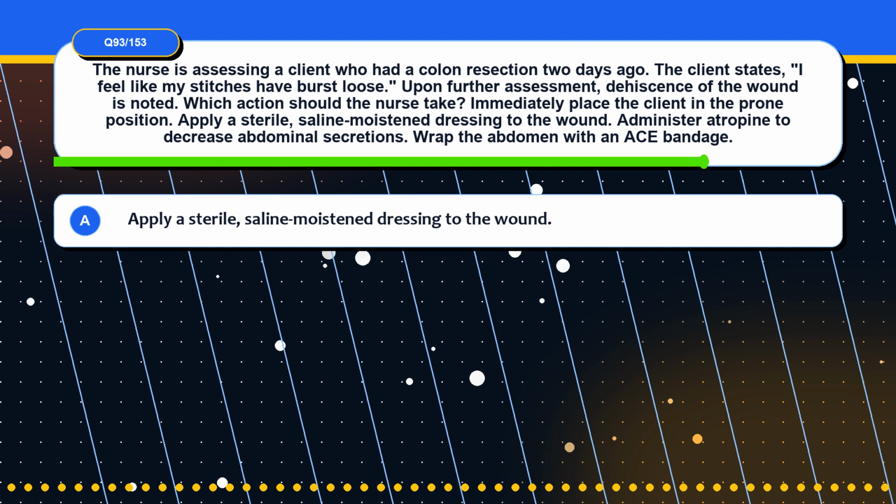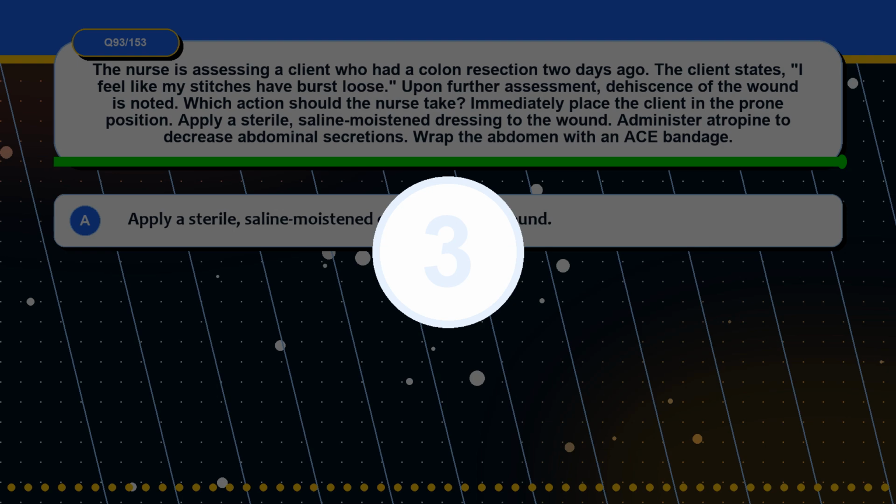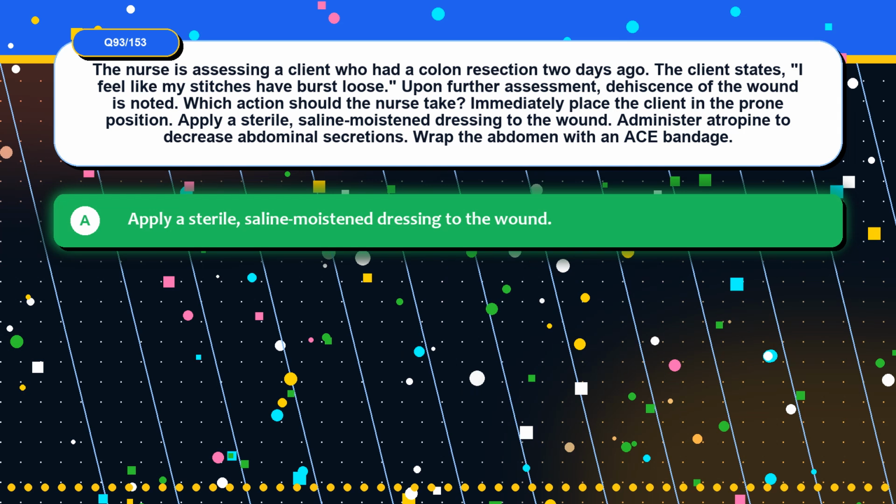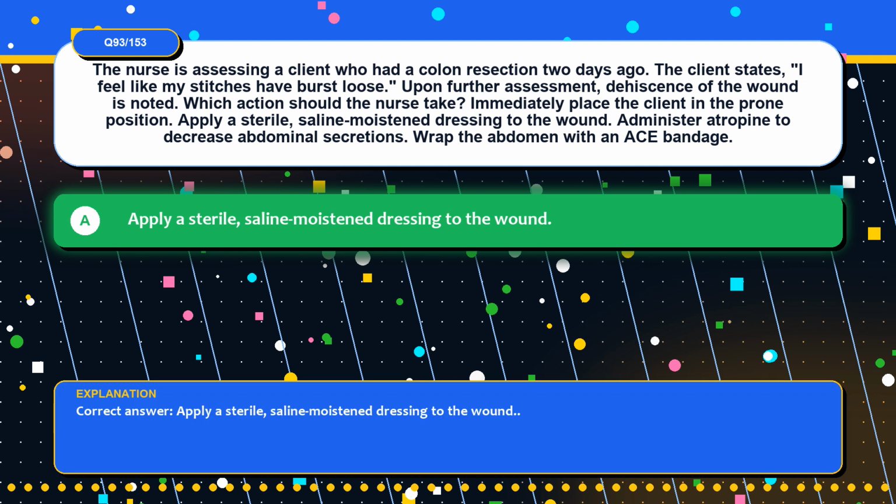Here are the options. Option A. Apply a sterile, saline moistened dressing to the wound. The correct answer is option A. Apply a sterile, saline moistened dressing to the wound. Correct answer.